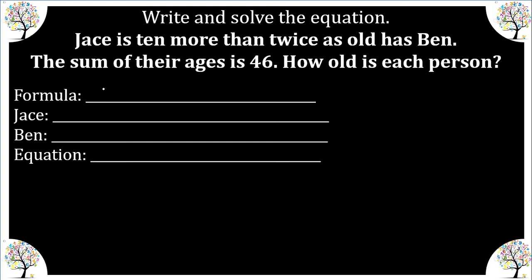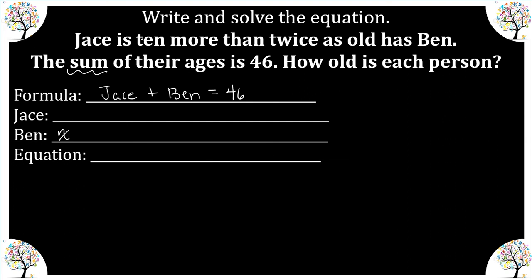Jace is 10 more than twice as old as Ben. The sum of their ages is 46. How old is each person? So we have Jace, excuse me, his age plus Ben equals 46. Jace is 10 more than twice as old as Ben. So I know nothing about Ben, so I'm going to let Ben be X, and then I'm going to use X to represent Jace.